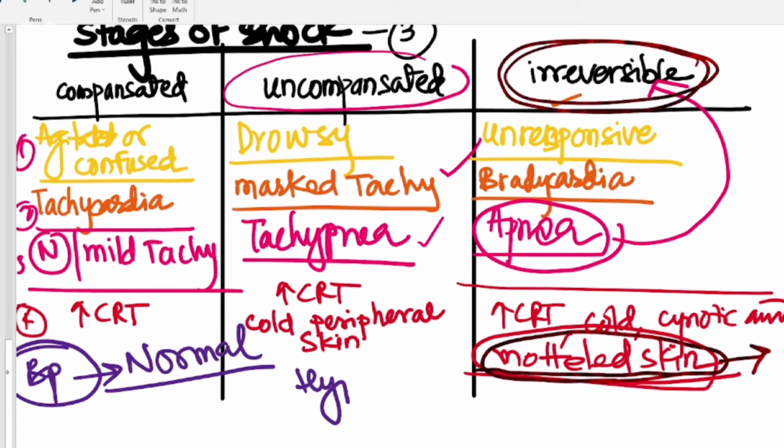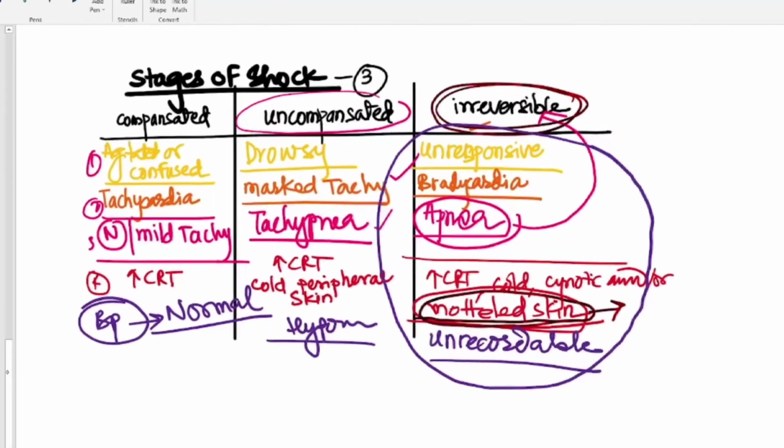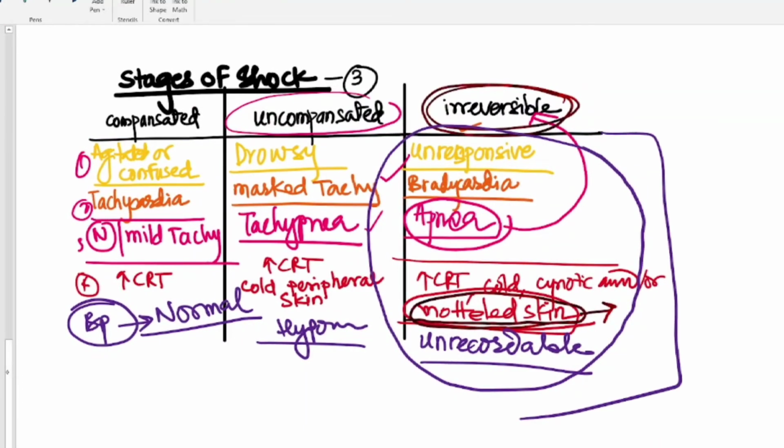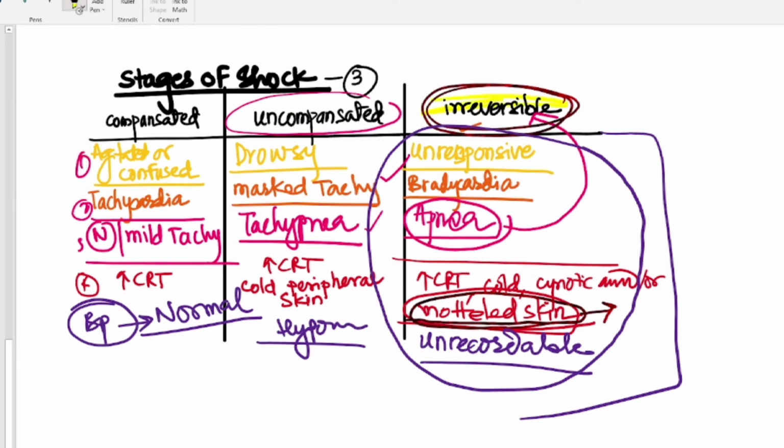So make a point that if you are writing death notes, the last things to be written in death notes are what? Irreversible shock: the patient is unresponsive, the patient went into bradycardia, apnea is present, or if not, then the patient is already intubated, CRT more than 5 seconds, cold extremity is present, cyanosis was present, mottled skin was present, and patient BP is not recordable. Obviously, you can add pupils in this, and no signs of life were present, so declared as death.